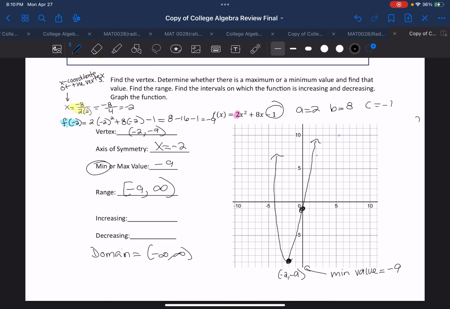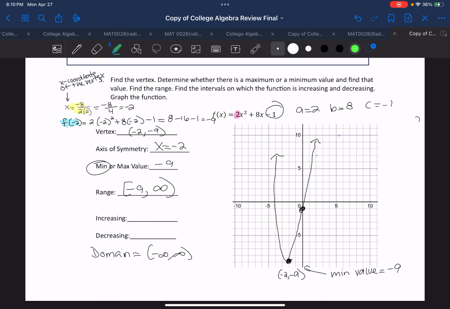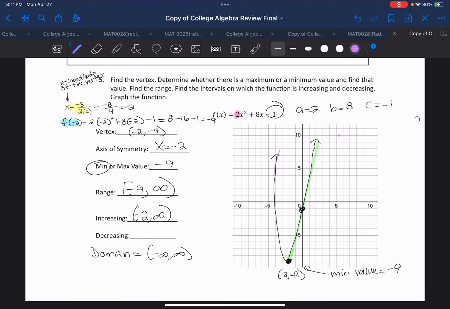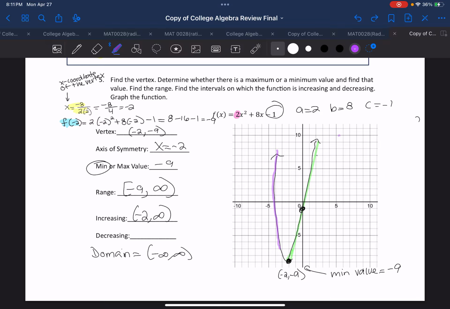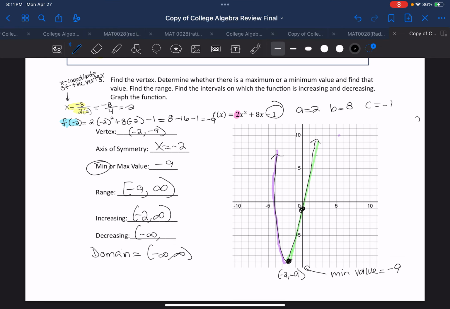The function would be increasing from the x value of that vertex going to the right, because it's going up there. So that would be from negative 2 to infinity. And then it's decreasing from left to right on the left, because it's going down from left to right there. And that would be from negative infinity to negative 2.